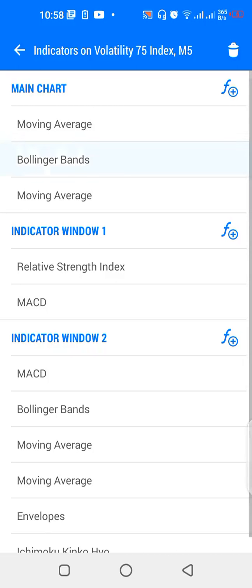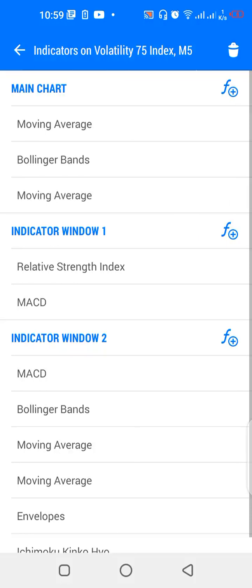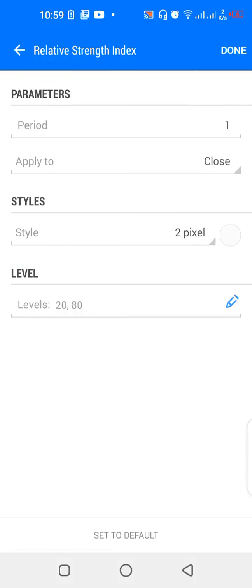Then I have Bollinger Bands, period 1, deviation is 2.0, shift is 0, apply to close, and the color is black. Then I have a 240 period moving average, shift is 0, method is simple, apply to close, color is black. Then for indicator window 1, I have relative strength index, the period is 1, apply to close.